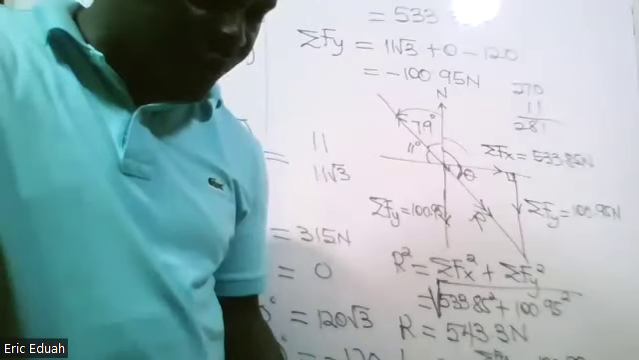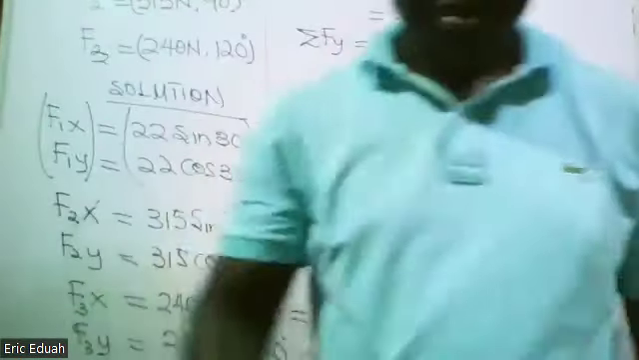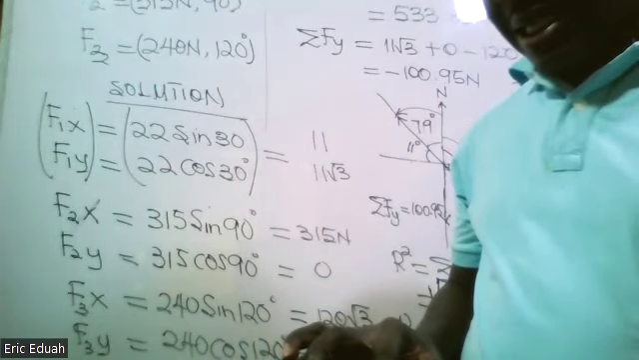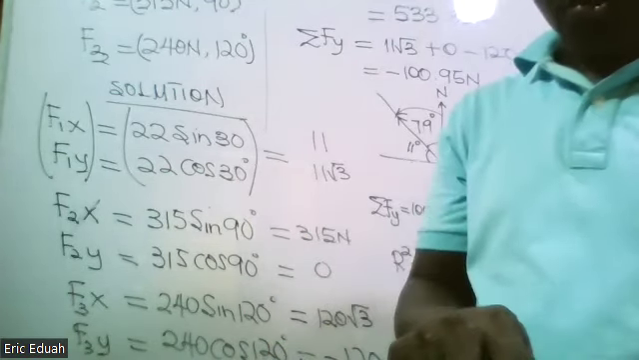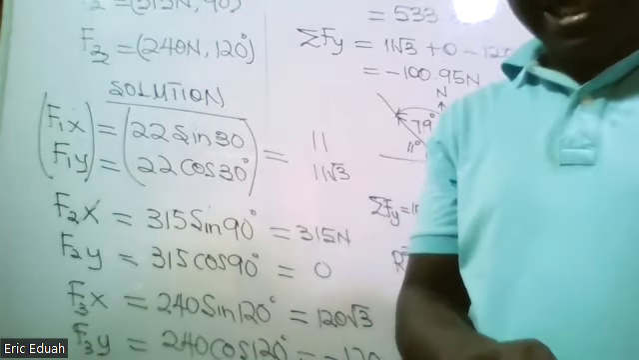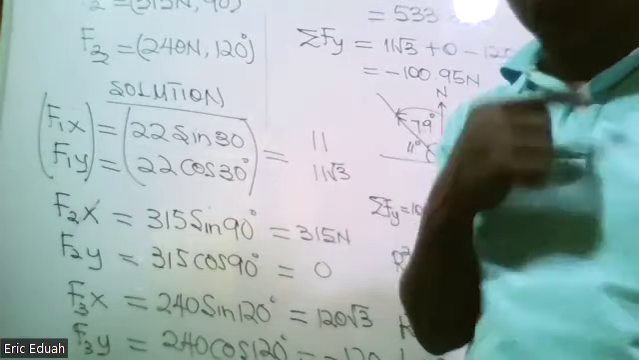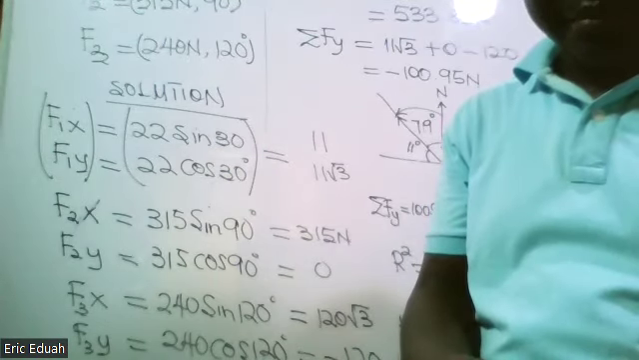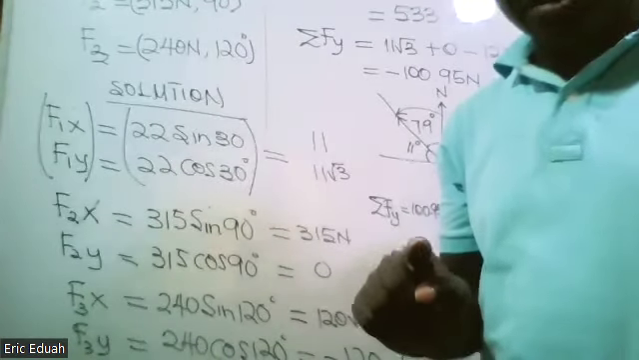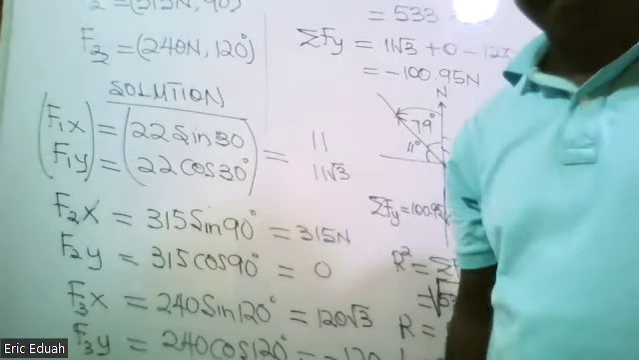Okay, so we have 1, 2, 3, 4, 5 forces. We have 5 forces. 15 Newton acting at 60 degrees to the x-axis or the east. Then 19 Newton acting at 0 degrees to the x or 90 to the y. Then we have 22 Newton acting at 180 degrees from the north.